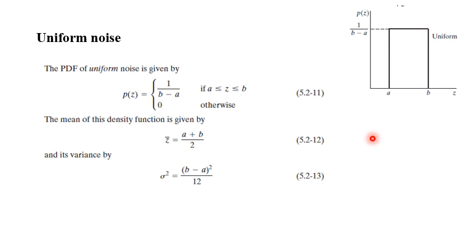And what is the mean here? Of course, z bar is a plus b by 2. So that is the center. If you take a and b, the center is nothing but the mean. So what is the center? A plus b by 2. Same way, what is the variance? B minus a whole square by 12. I hope this is also well known to you.